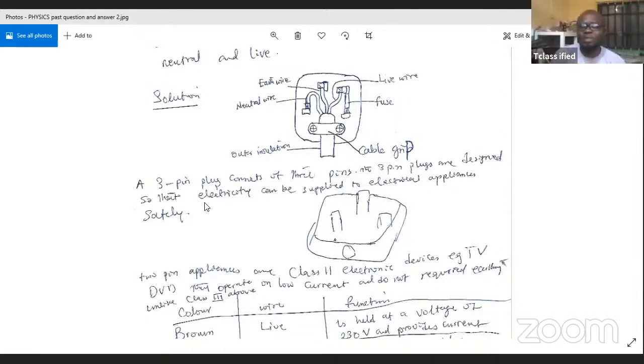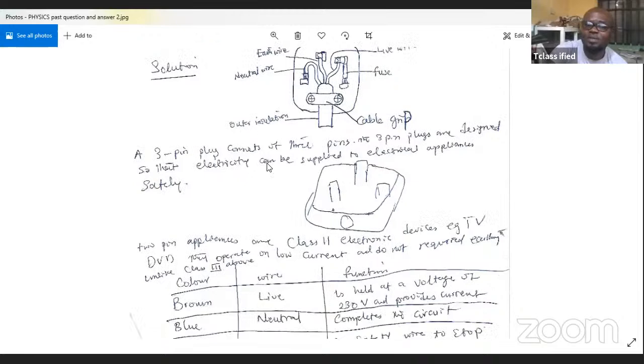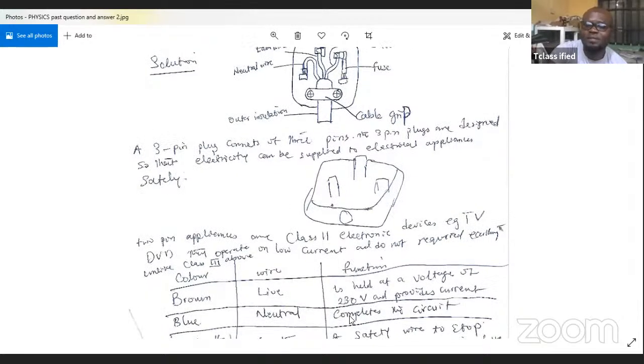So that's why they call them 3-pin plugs. The ones having only 2 pins are known as 2-pin plugs. Okay. So a 3-pin plug consists of 3 pins. The 3-pin plugs are designed so that electricity can be supplied to electrical appliances safely. So they are connected in such a way that they will supply electricity safely.